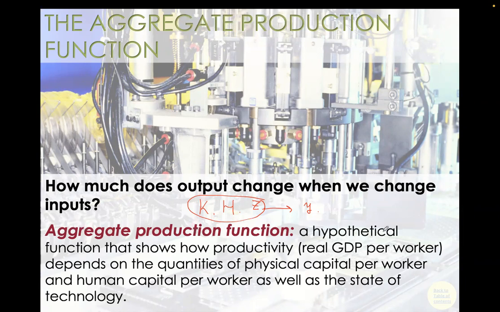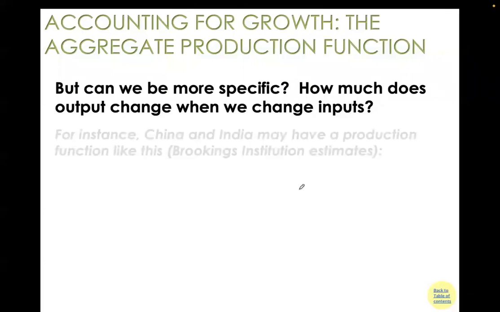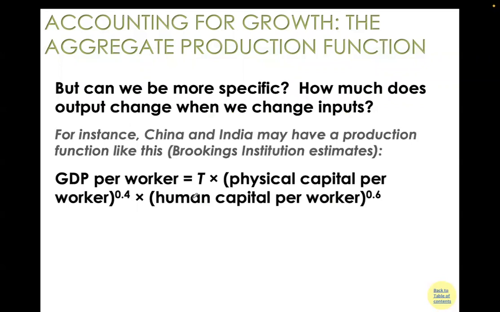This is going to be called the aggregate production function. Essentially, this is a hypothetical function that shows how productivity depends on the quantity of several factors: physical capital per worker, human capital per worker, as well as the state of technology, in other words, the three factors we just talked about. So this production function is a connection between the three variables and the variable we are interested in.